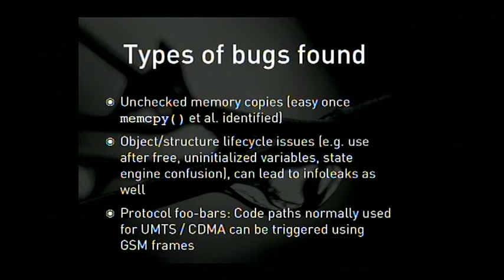There are a lot of objects or structures. I mean, it's not really C++ that these things are coded in, so it's mostly structural lifecycle issues. So these can lead to use after free. These can lead to uninitialized variables, also to confusions in the state engine, meaning that, for instance, you have a five-step state engine that should be run through in its predefined order according to the standard, but you just hop into the third state without going through the other ones.